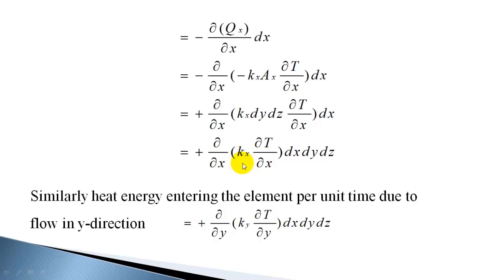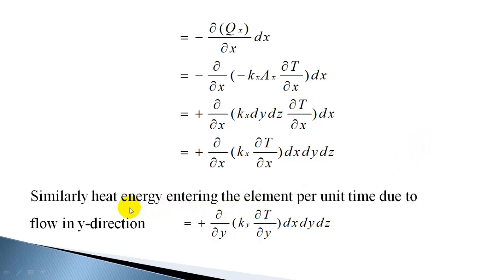If the thermal conductivity is changing with respect to direction, and if it's an anisotropic material, then we'll keep the thermal conductivity dependent on x. It's not a constant, so we are keeping it inside. So del by del x of kx del T by del x into dx dy dz.